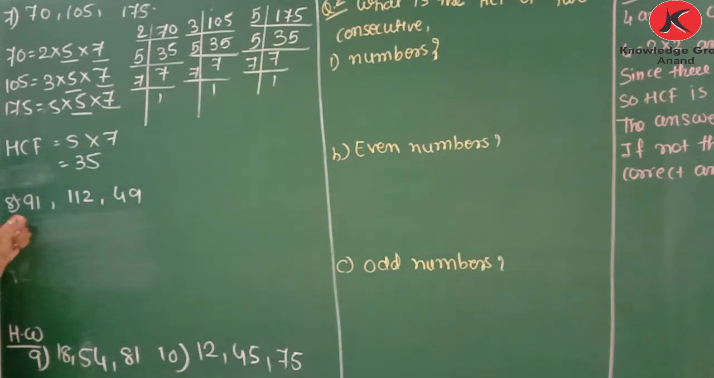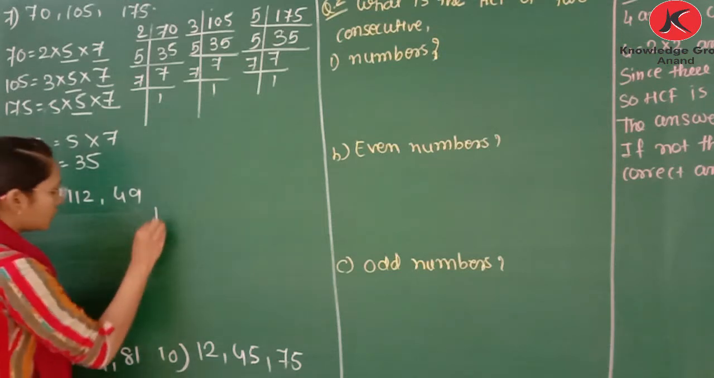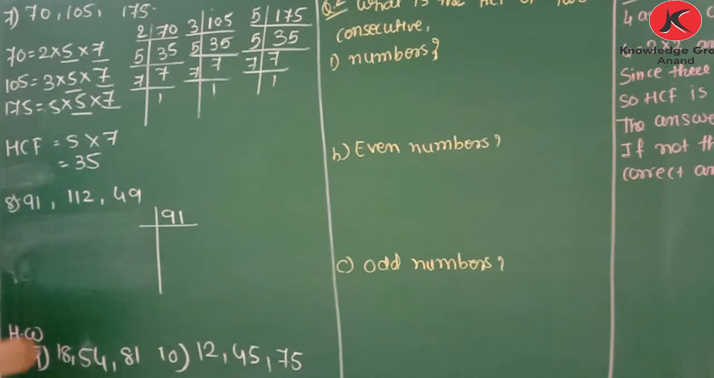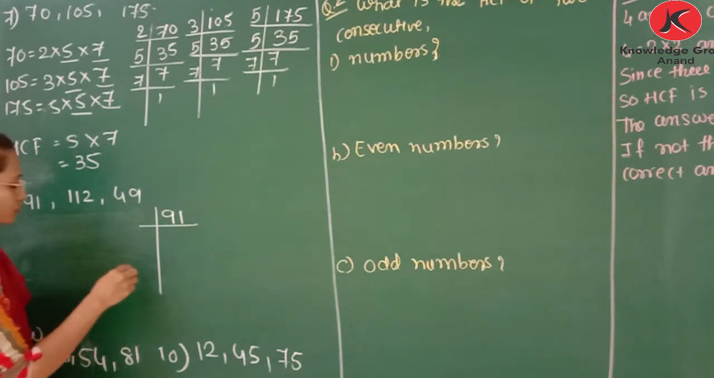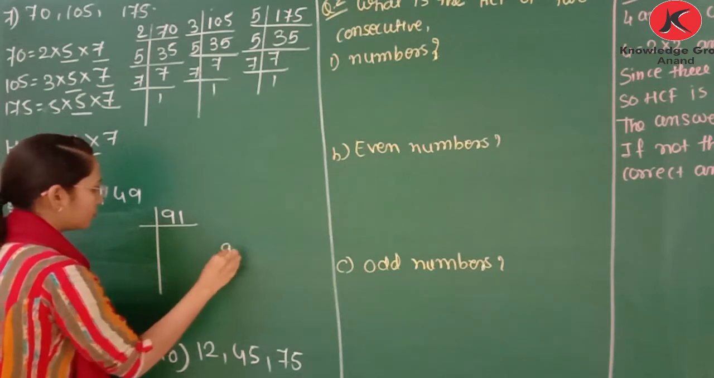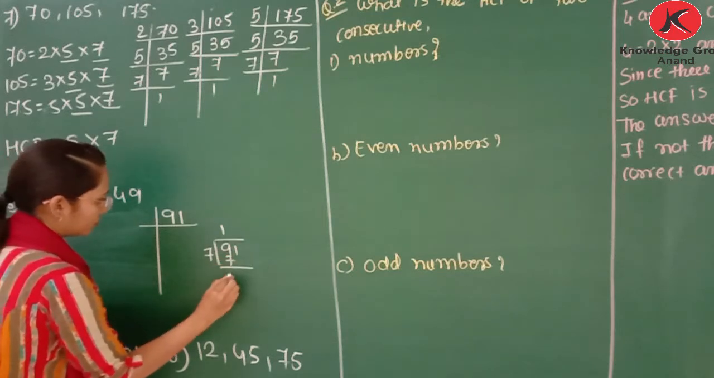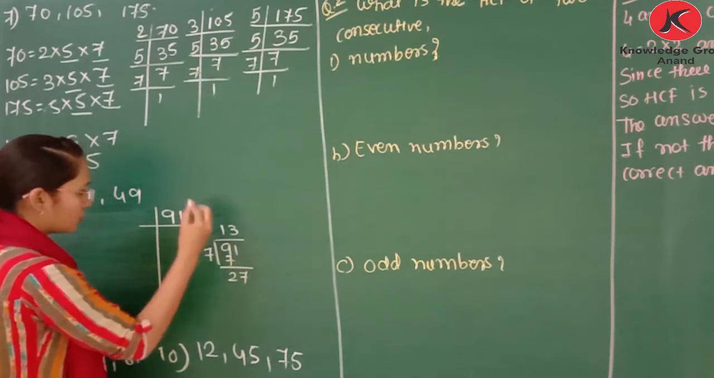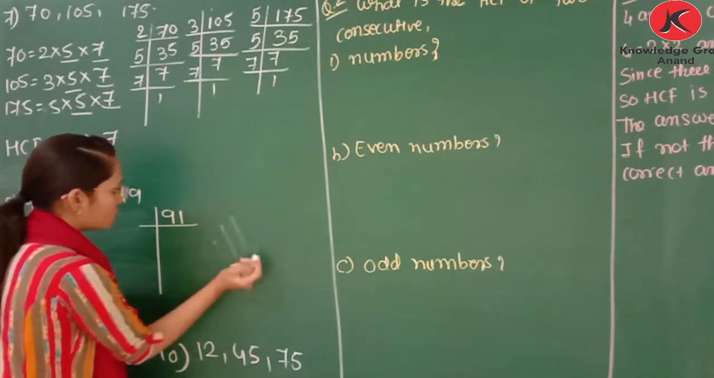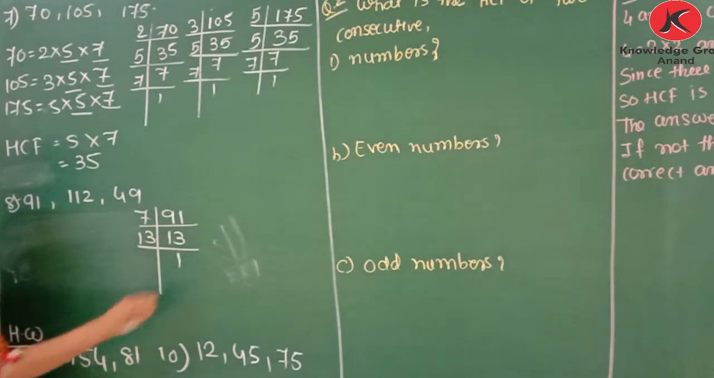Now the next one: 91, 112 and 49. So the factors of 91. Divide 91 by 7. Yes. 7 13s are 91. So 13, and 13 is a prime number.